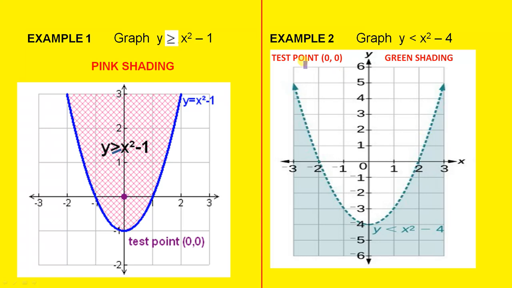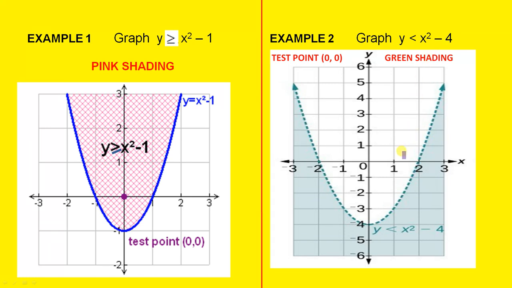And again, let's do the test point 0, 0. Of course, it's the easiest one to do. So let's put 0, 0 in here. When we do that, we get 0 is less than -4. Is that true or false?